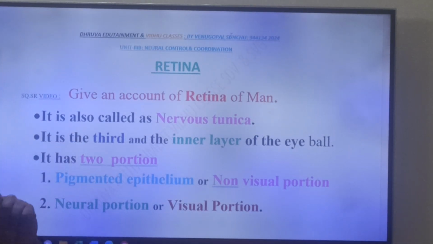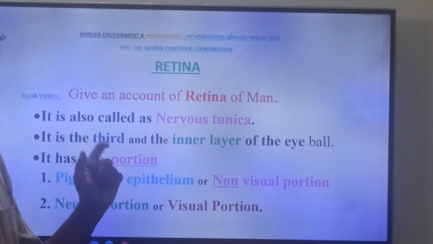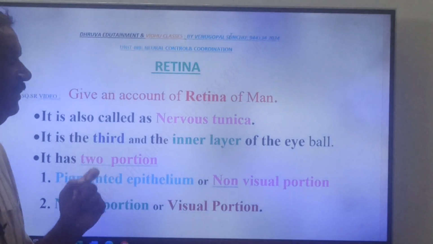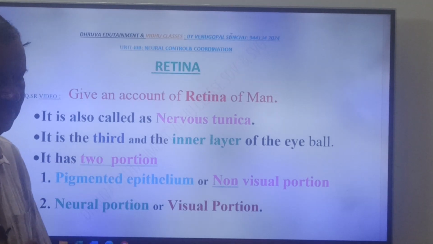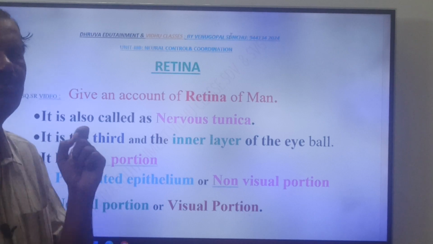Once again, friends, how many parts are there in retina? How many parts are there in nervous tunica? It has two parts. What are they? One is pigmented epithelium. It is also called the non-visual portion. Second one is neural portion. It is also called the visual portion.